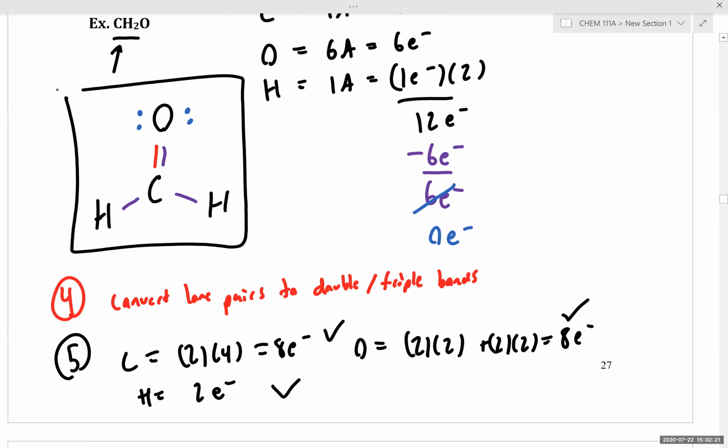Does this process of drawing Lewis structures make sense to everyone? Any questions on this example?